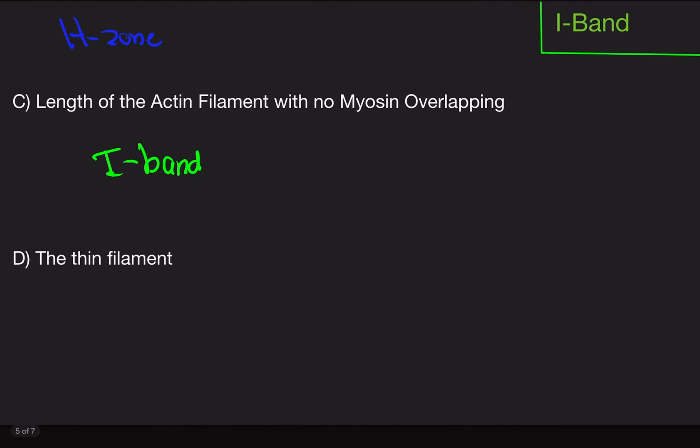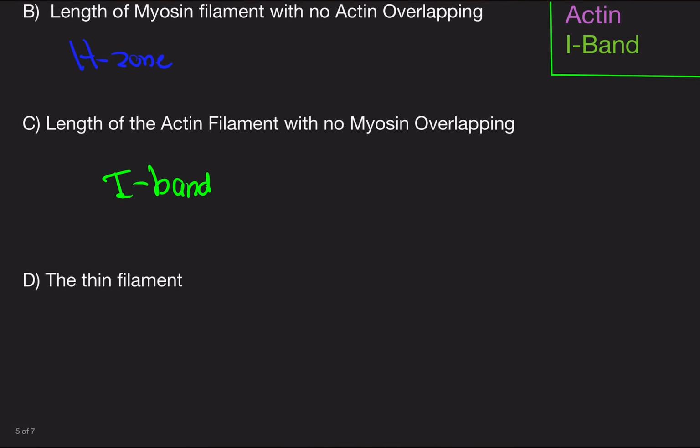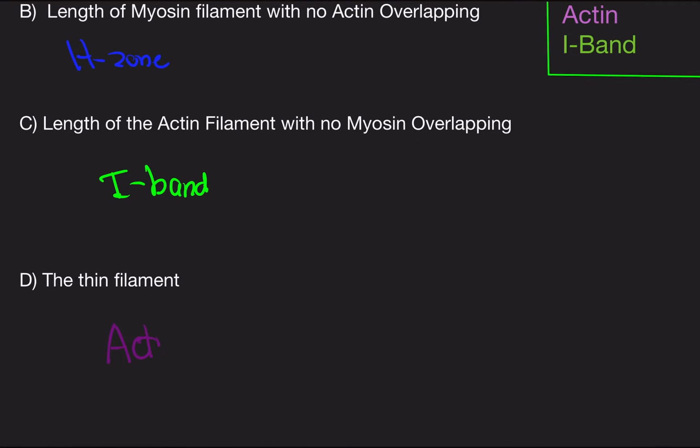D. Probably the easiest question on this test. The thin filament. This is actin. It's not a trick question. It's literally actin. Yay!